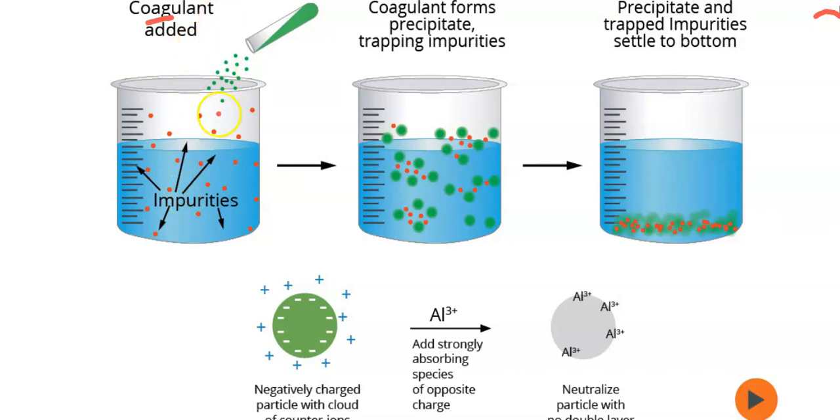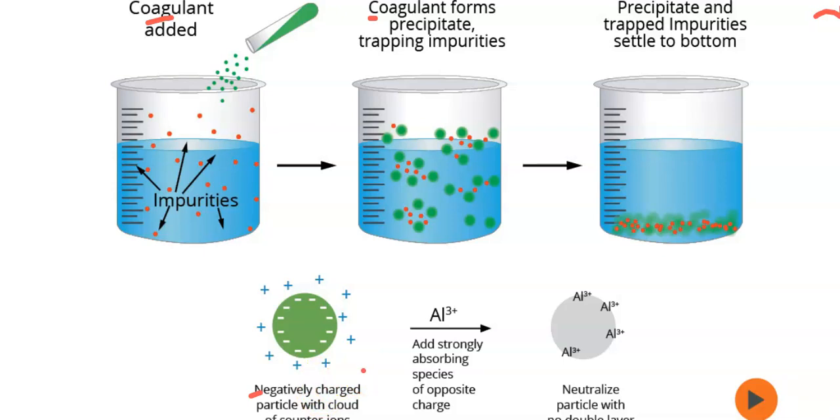Alum is a coagulant. Colloidal impurities are basically negatively charged particles, so they do not settle down in water. You can see the impurities are there in water and they do not settle down. As soon as you add a coagulant like alum, it starts bonding strongly, absorbing species of opposite charge. That means colloidal impurities are negative in charge, so they are negatively charged, so they are unstable.